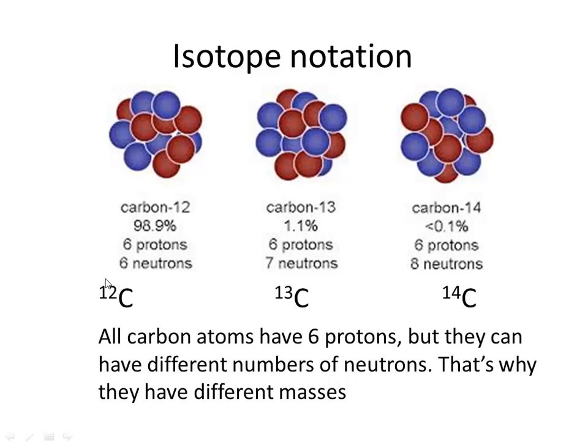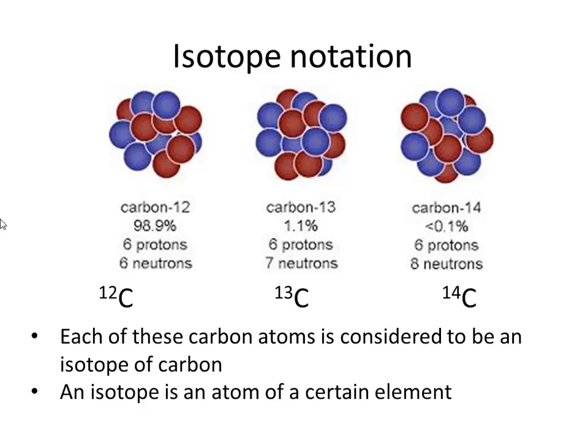And remember, the key thing is, what's true about all carbon atoms? What do they all have? They all have 6 protons. The neutrons can be different, the electrons can be different too. But they have 6 protons, that's the key. So all of these are the isotopes of carbon.